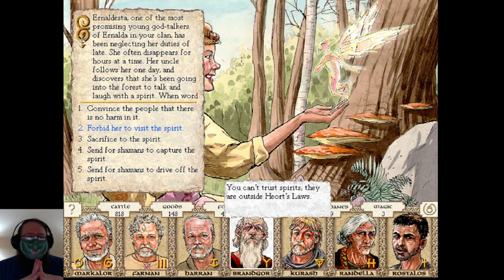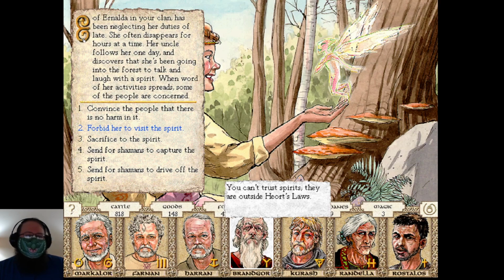First event. Ornaldesta, one of the most promising young god talkers of Ernalda in your clan, has been neglecting her duties of late. She often disappears for hours at a time. Her uncle follows her one day and discovers that she's been going into the forest to talk and laugh with a spirit. When word of her activity spreads, some of our people are concerned.